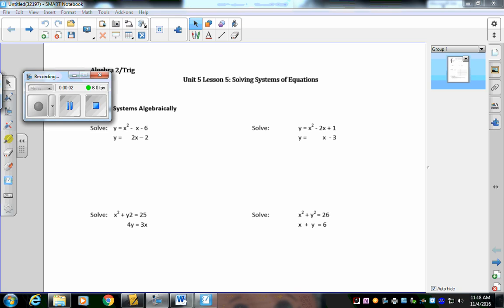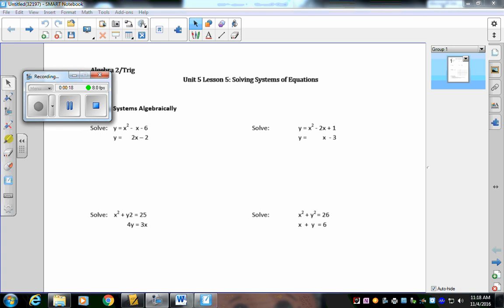All right, this is Unit 5, Lesson 5. In this lesson, we're going to learn how to solve systems of equations. You did do this in Algebra 1. You solved systems of linear equations algebraically and graphically. What's different here is we're also going to incorporate quadratic equations.